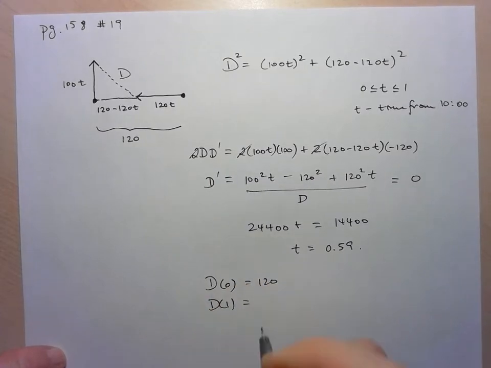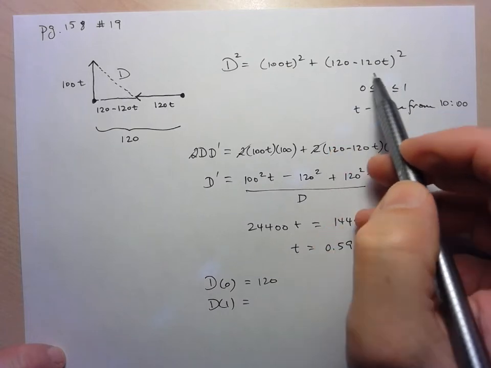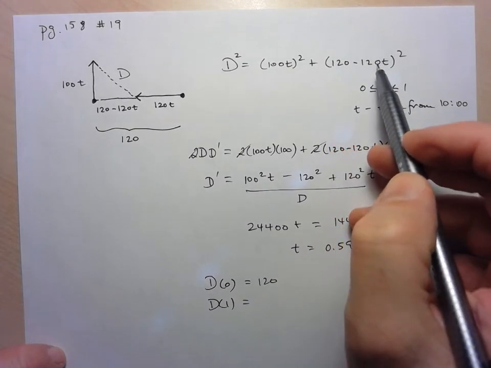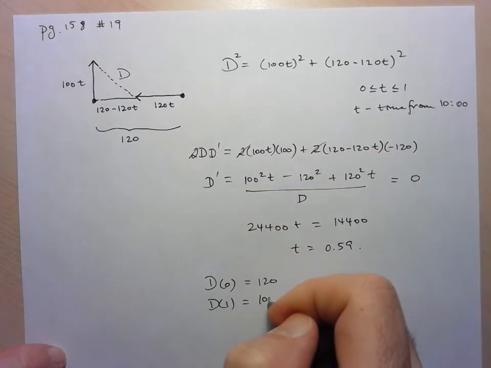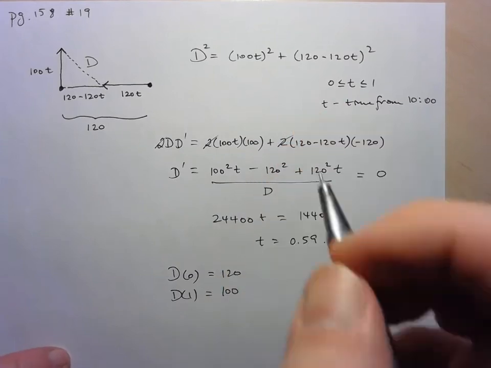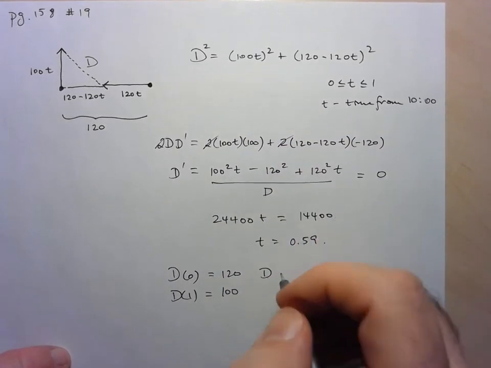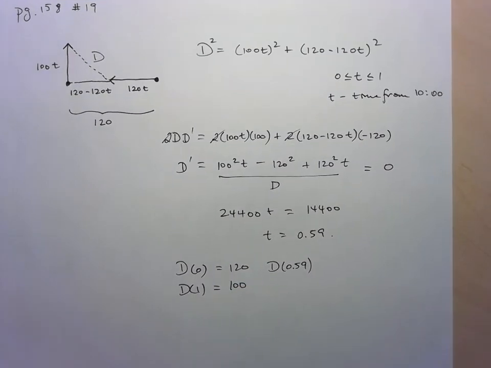Let's check d at 1. Well, d at 1, we notice this thing is going to be equal to 0, because you're going to have 120 minus 120. So here we're going to have the square root of 100 squared, which is just 100. Okay, we could have probably figured this out from my diagram also, but might as well use our function. So let's test d at 0.59 and see if it gives us something less than 100.